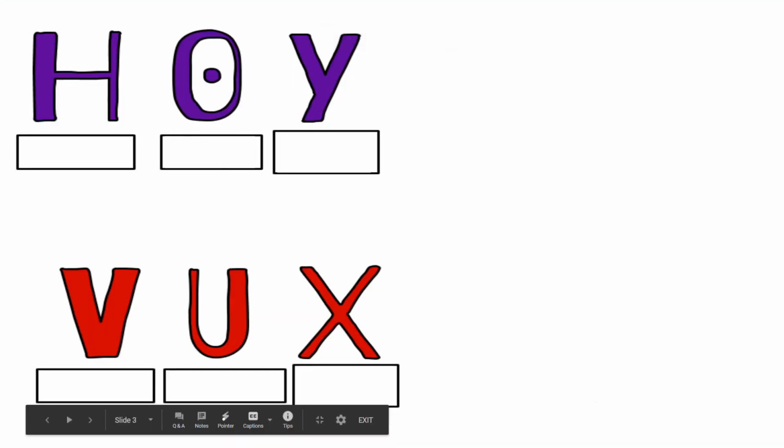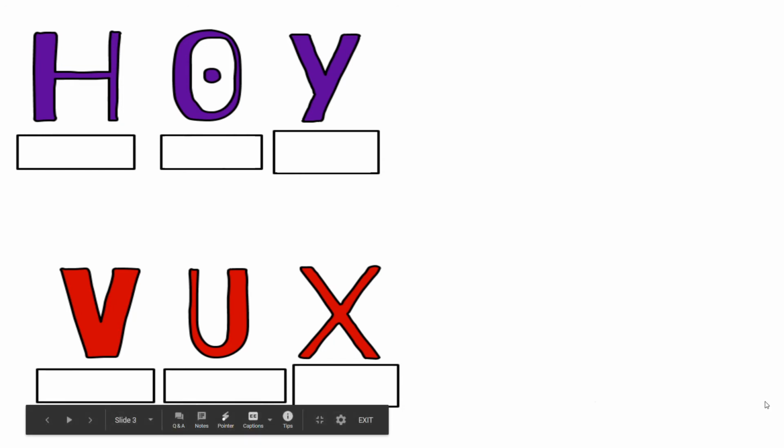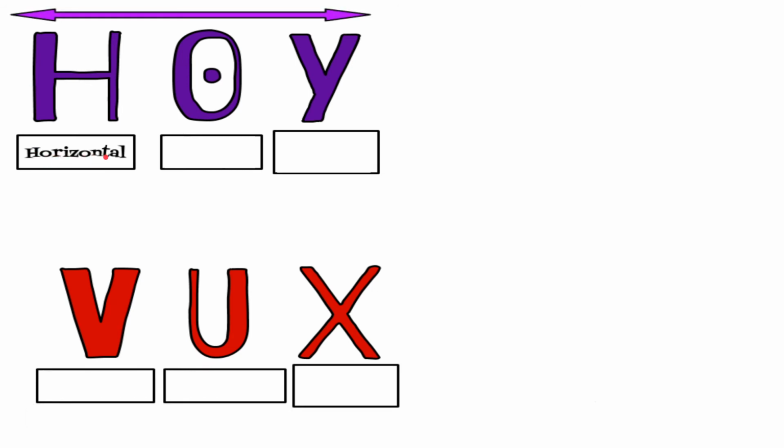You guys might recall this HOY VUX. You probably went over it in middle school, definitely in Algebra 1, but I know a lot of people got confused with it, kind of forgot what it meant, so let's go over it. H is obviously for horizontal. A horizontal line goes in this direction, left to right. So a horizontal line goes across this way. Whenever you have a horizontal line, your slope is equivalent to 0.